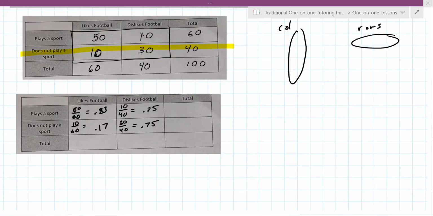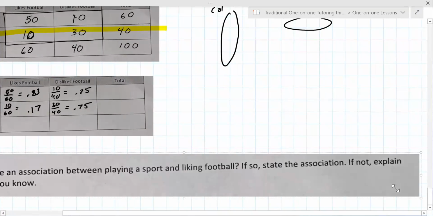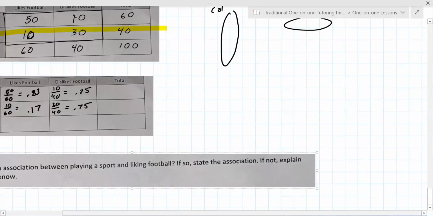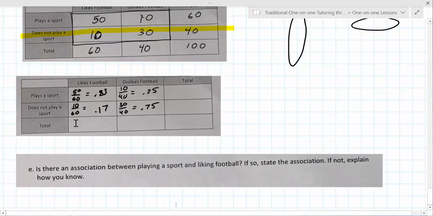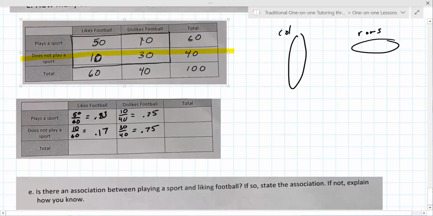Right, I'm looking at question E. Is there an association between playing a sport and liking football? So let me grab this table and bring it down, and we'll try to answer it.